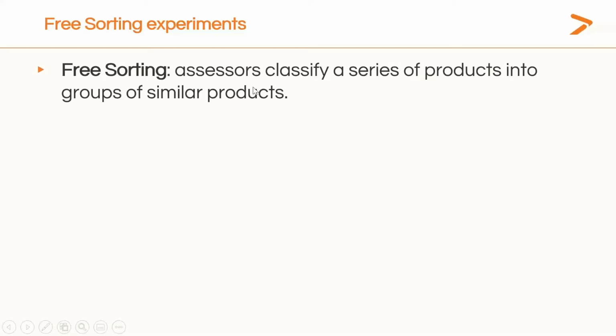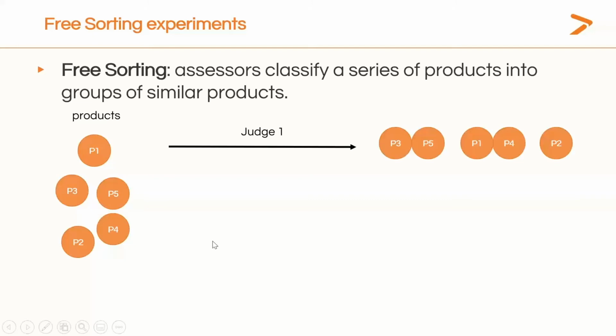In free sorting, assessors classify a series of products into groups of products they feel are similar. So imagine you have a set of 5 products, could be 5 different wines. These 5 wines are submitted to a panel, a series of judges. The first judge classifies the products or the wines like this. The first judge thinks that the wine number 3 and wine number 5 are similar to one another, so she classifies them into the same group, and 1 and 4 into the same group, and 2 is a bit atypical compared to the other two groups.